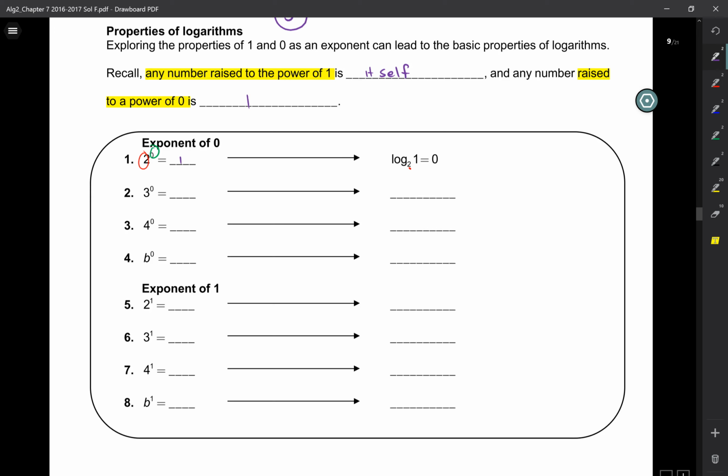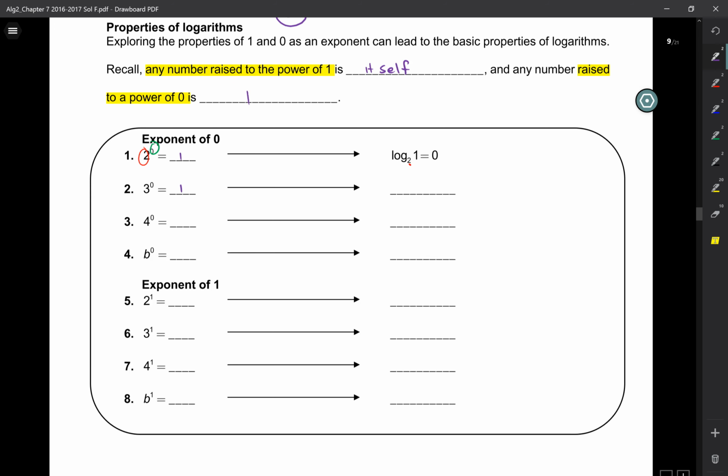Okay, so let's move on here. What's 3 to the 0? What's 4 to the 0? What's b to the 0? 1. All right, so now, if I were to write 3 to the power of 0 equals 1 as a logarithm, what would that look like? Log base 3 of 1 is equal to 0. I'm going to give you 5 seconds to write the next two as logarithms.